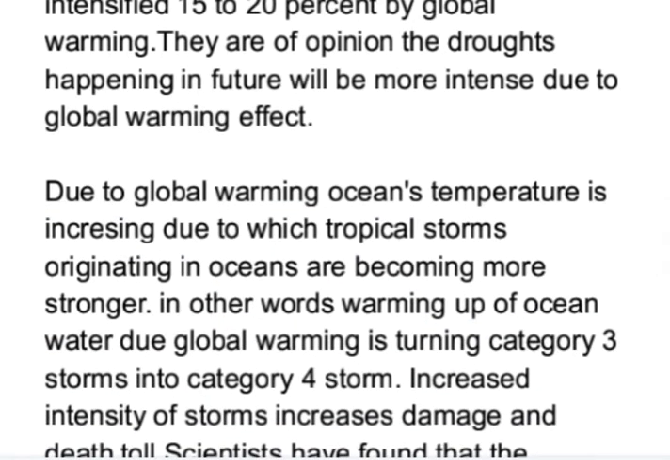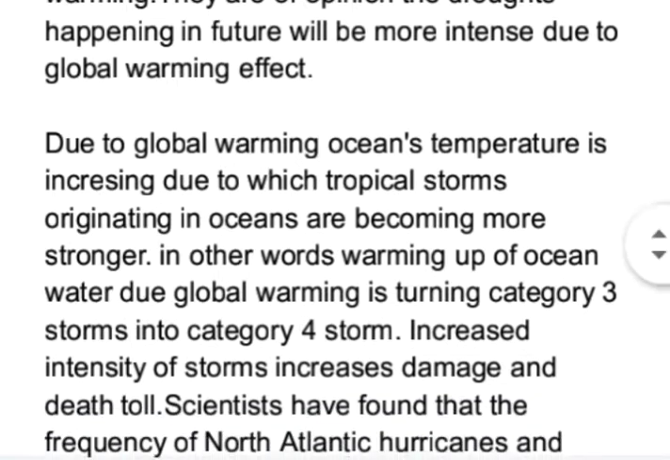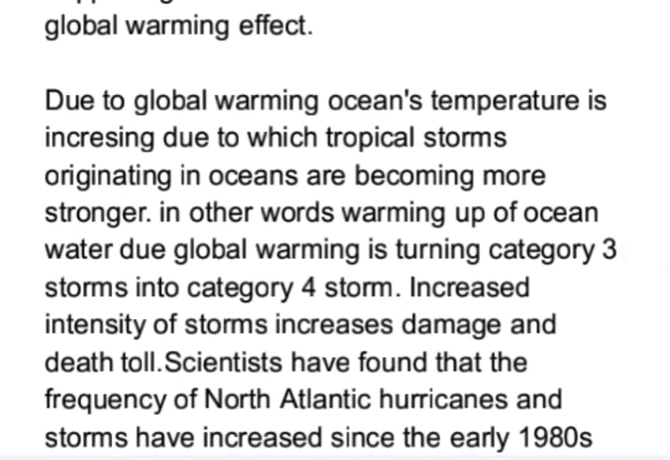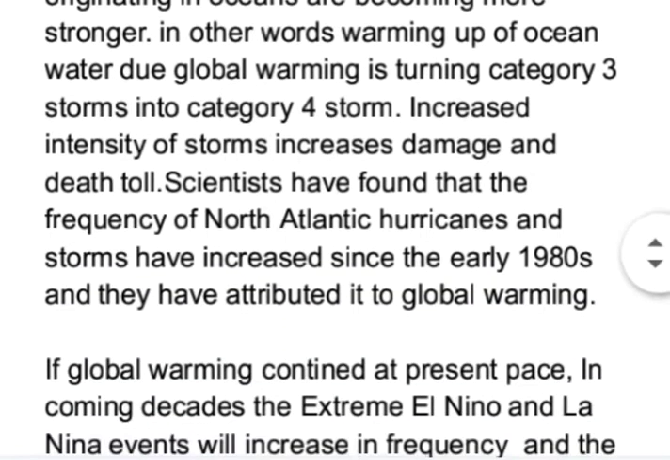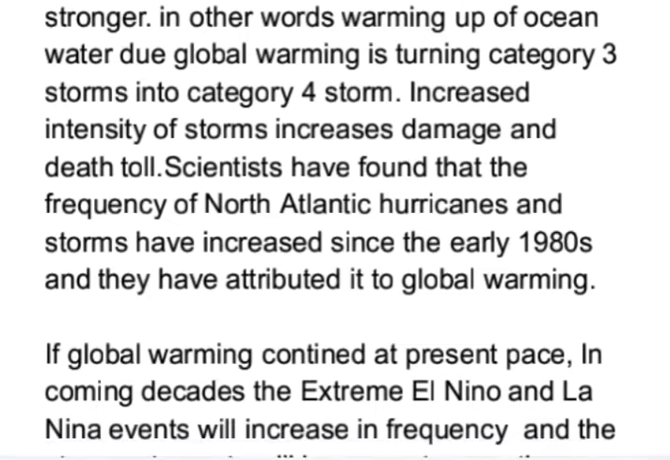Due to global warming, ocean's temperature is increasing, due to which tropical storms originating in oceans are becoming stronger. In other words, warming up of ocean water due to global warming is turning category 3 storms into category 4 storms. Increased intensity of storms increases damage and death toll. Scientists have found that frequency of North Atlantic hurricanes and storms has increased since the early 1980s, and they have attributed it to global warming.